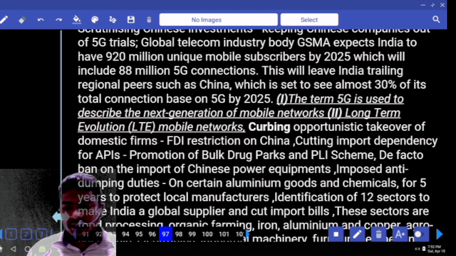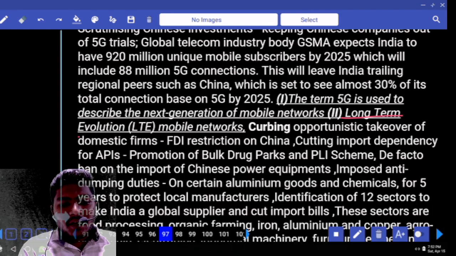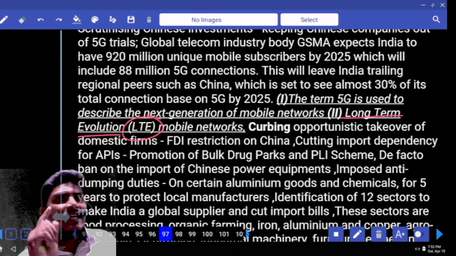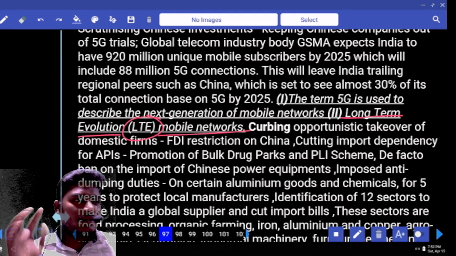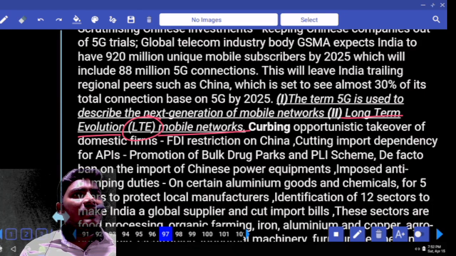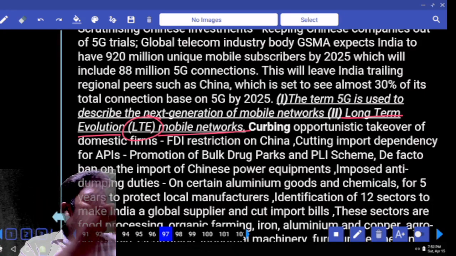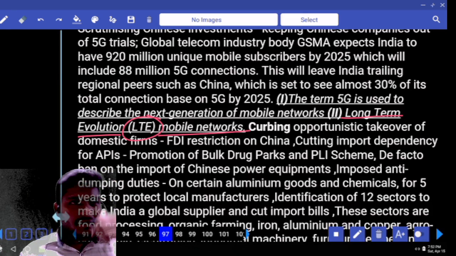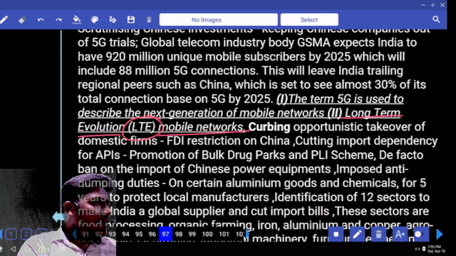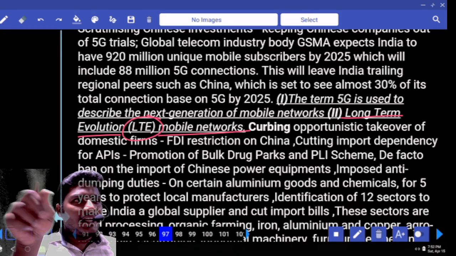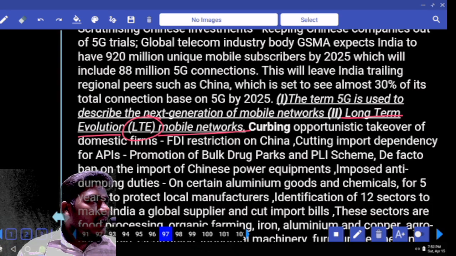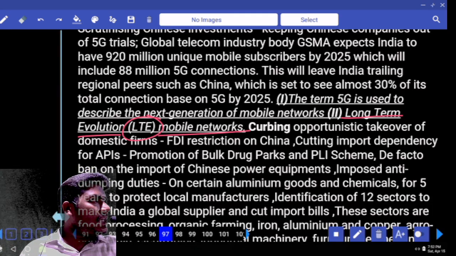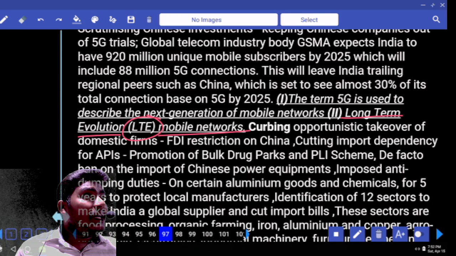Okay. Now look at the second one. Long-term evolution. In short, we call it LTE, mobile networks. Now tell me whether the LTE is the old one or the new one. LTE. It is the old one. When you set the network in your mobile phone, you would see LTE, VoLTE and all. Do you know that? LTE works for 2G and 3G, and the latest network is 5G.